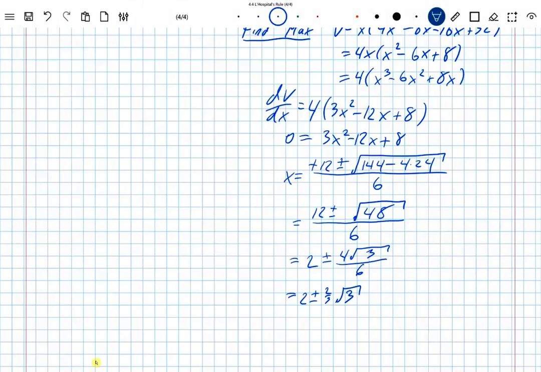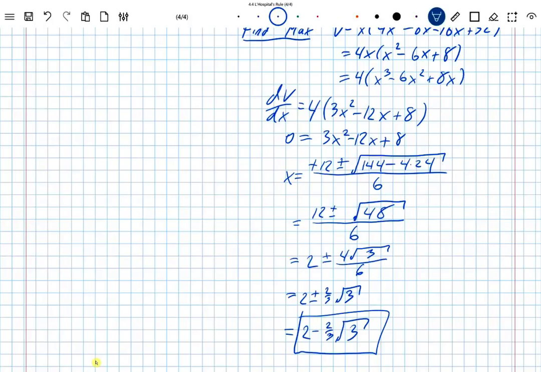So one of these is going to be bigger than 2, and one of them is going to be smaller than 2. So I think the one I'm definitely going to want is 2 minus 2/3 square root of 3. Check. If you're not sure, that should be greater than 0 and less than 2. That is the x value that I want to optimize this cut.